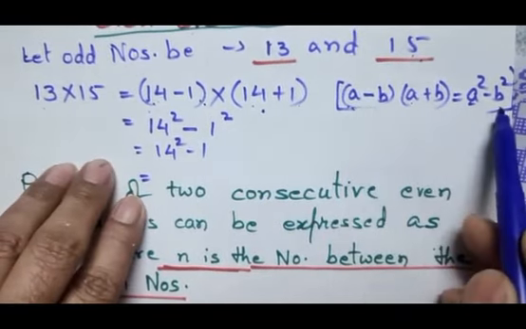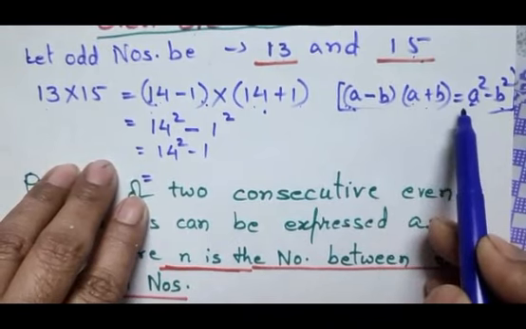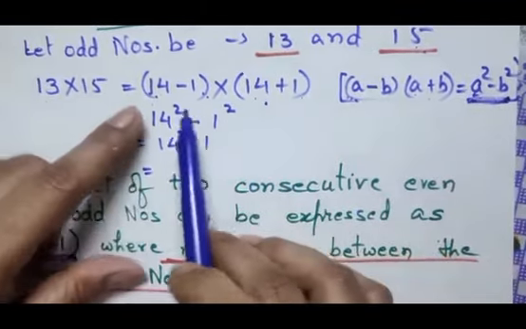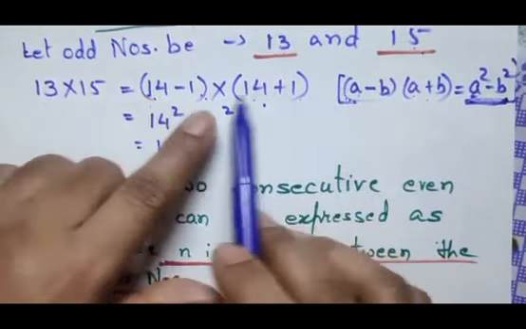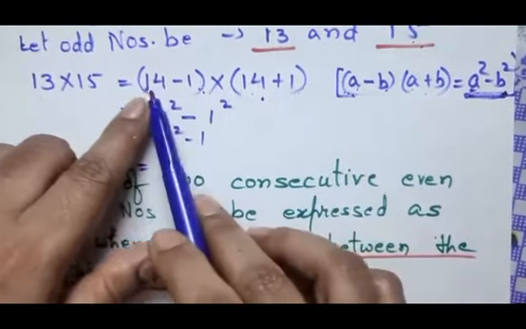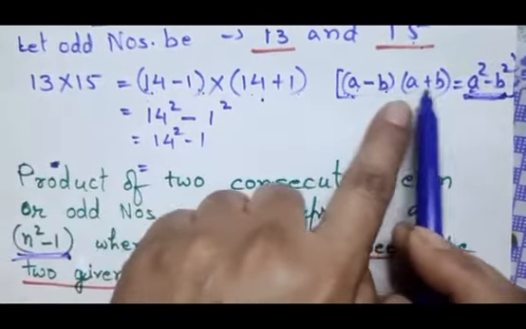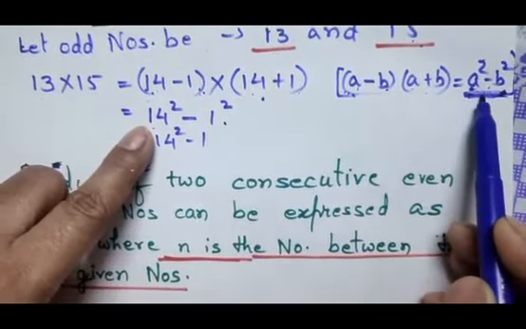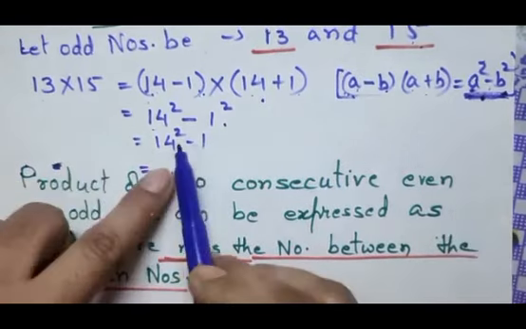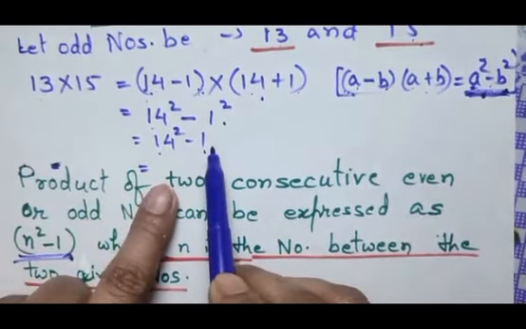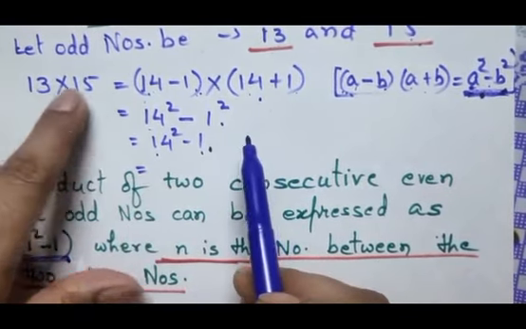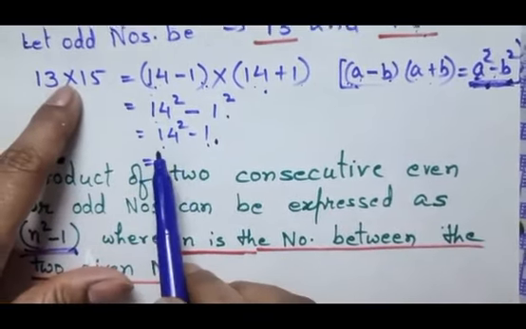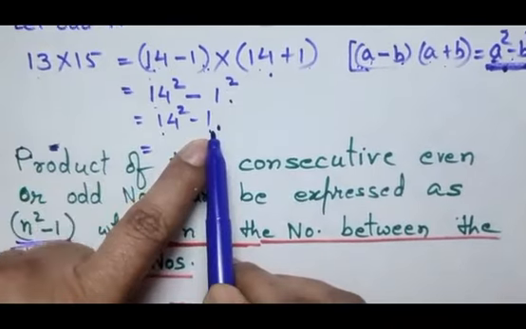When we apply this identity, a minus b and a plus b, that gives you a square minus b square. So, if we consider 14 as a and 1 as b, 14 minus 1 into 14 plus 1 will give you 14 square minus 1 square according to this identity. 1 square is 1, so it is 14 square minus 1. It means 13 into 15 can be expressed as the square of the number in between them minus 1.